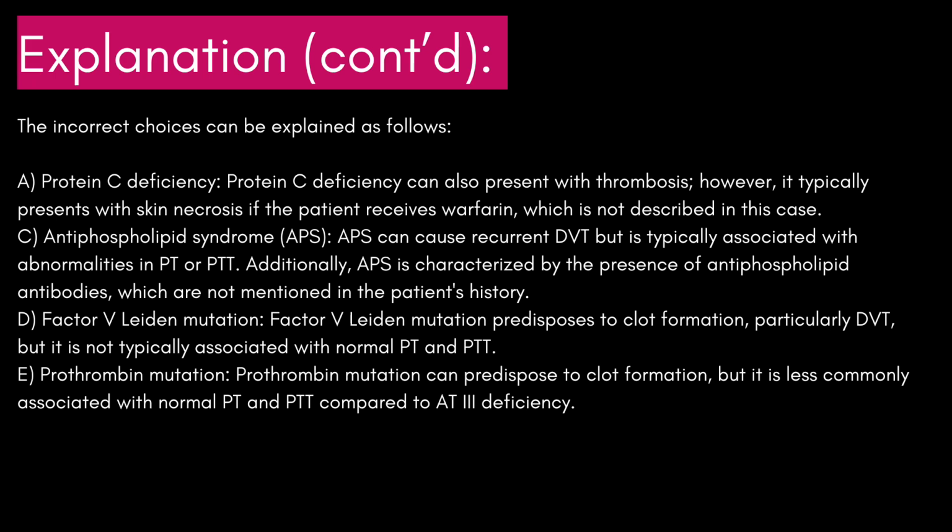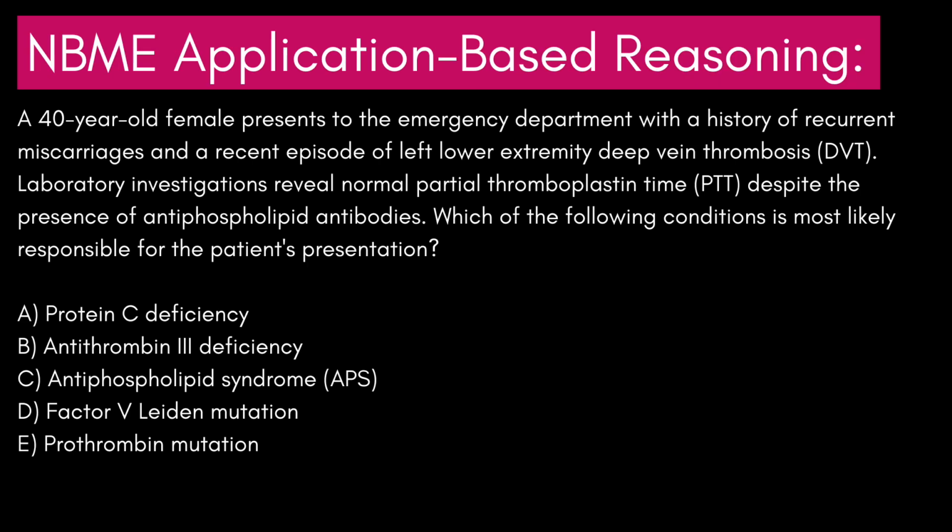All right, now that we have covered this question, let's move on to look at the next question. A 40-year-old female presents to the emergency department with a history of recurrent miscarriages and a recent episode of left lower extremity deep vein thrombosis, DVT. Laboratory investigations reveal normal partial thromboplastin time, PTT, despite the presence of antiphospholipid antibodies. Which of the following conditions is most likely responsible for the patient's presentation?